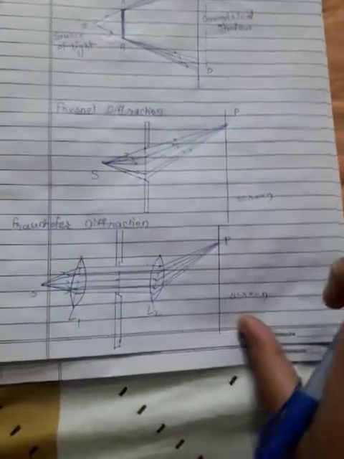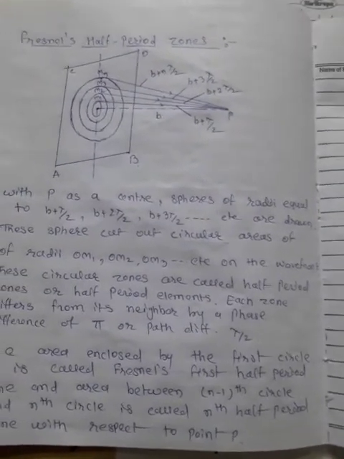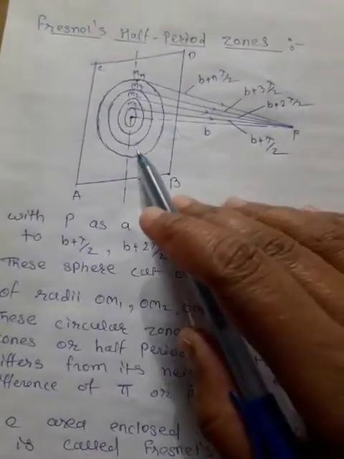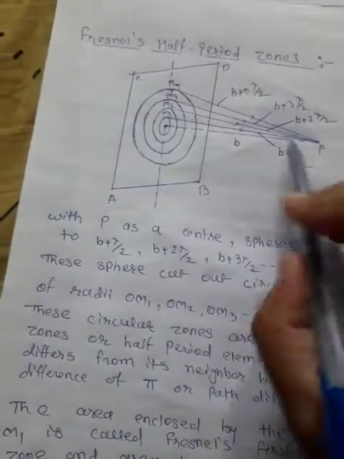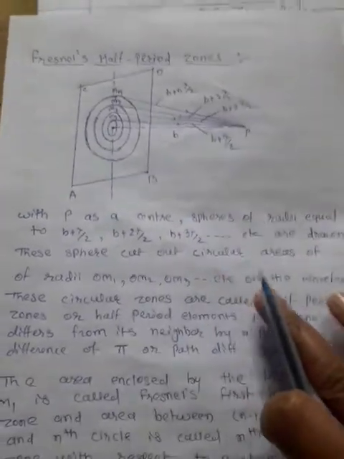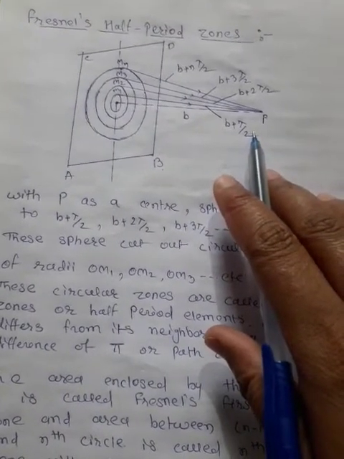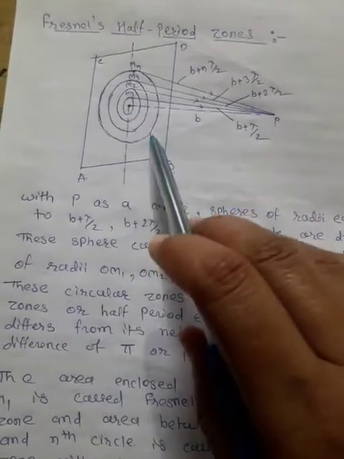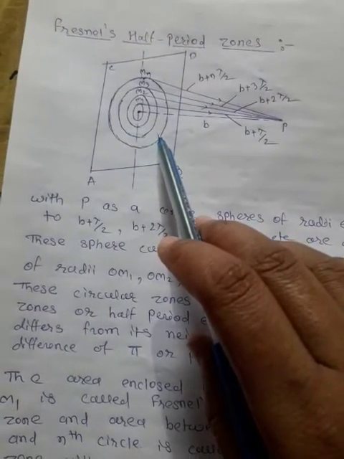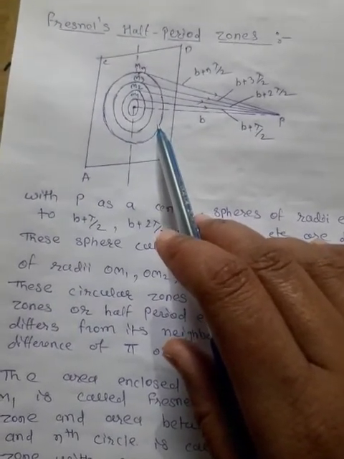Next is the Fresnel half period zone. We will study the Fresnel zone here. To find the resultant, we consider a number of different zones and the point P on the screen. To find the resultant intensity at point P due to the wavefront, Fresnel suggested dividing the wavefront into a number of half period elements or zones, called Fresnel zones.